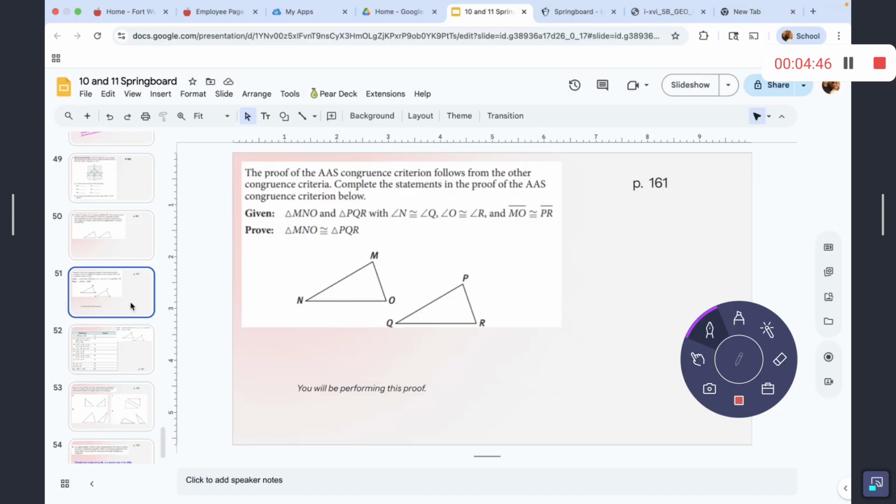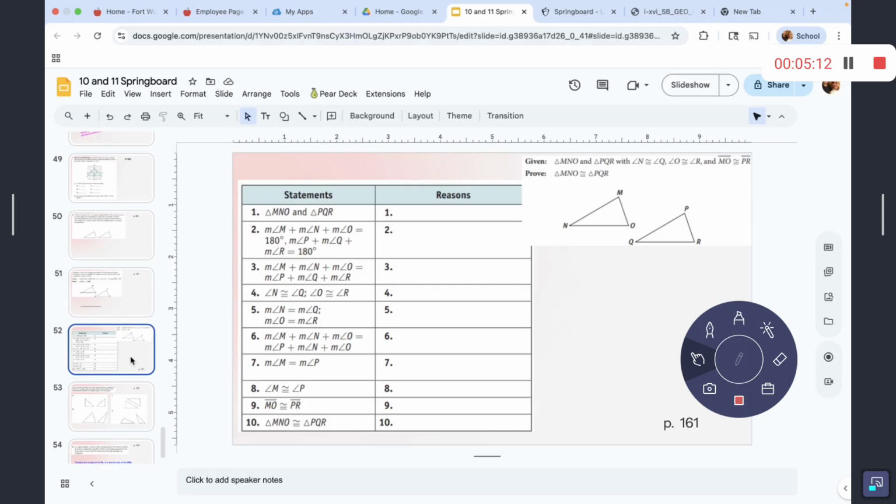Now we're on page 161. And this says the proof of AAS congruence criterion follows from the other congruence criteria. Complete the statements in the proof of the AAS congruence criterion below. So your job right now is I want you to look at the proof that you are seeing, this one right here. And I want you to fill in as much of this proof as you can by yourself.